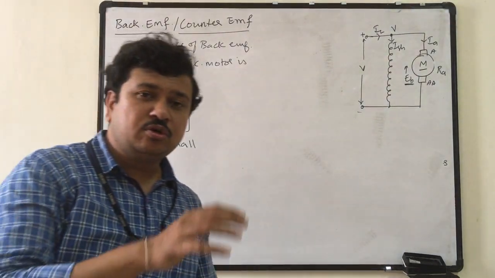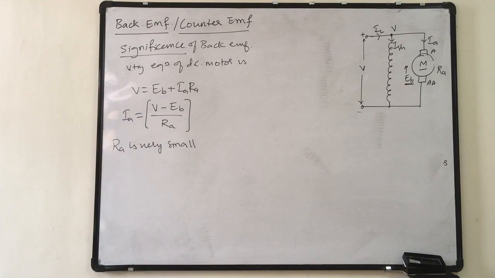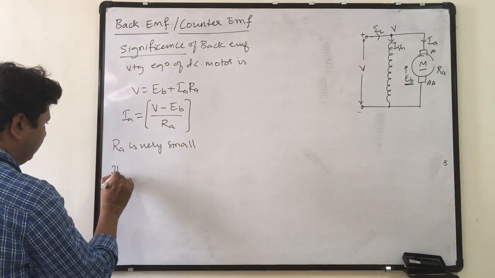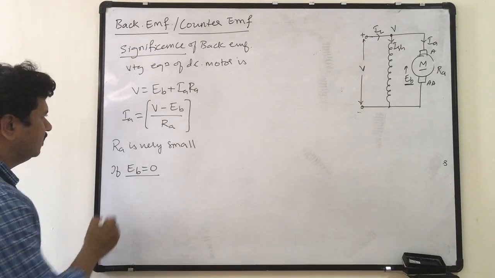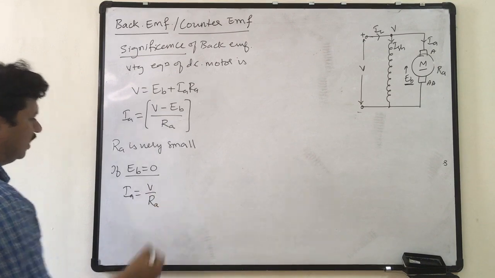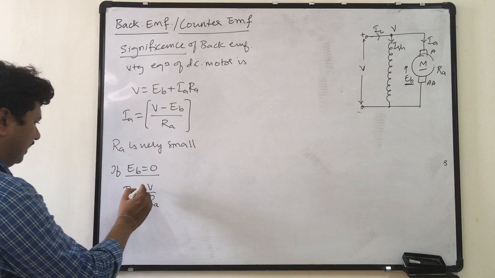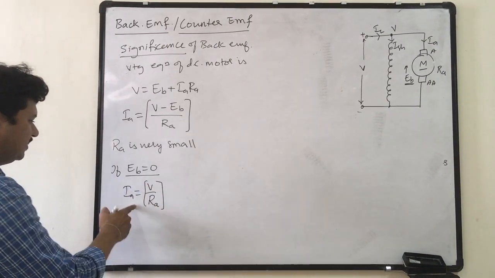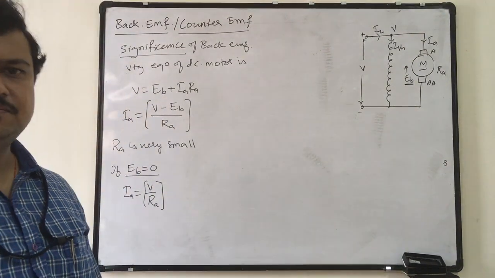Now if there is no back EMF present in the DC machine, let us take that back EMF does not exist at all. Okay, if Eb is equal to 0, then Ia is equal to V by Ra, which is a very large value when compared to the load current.